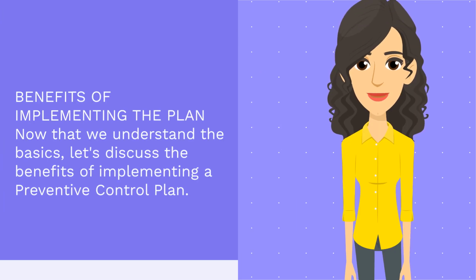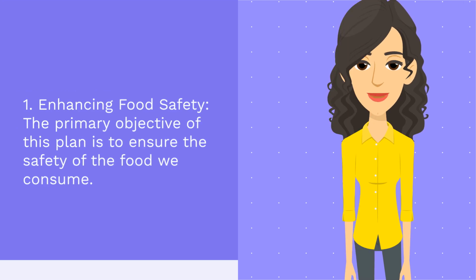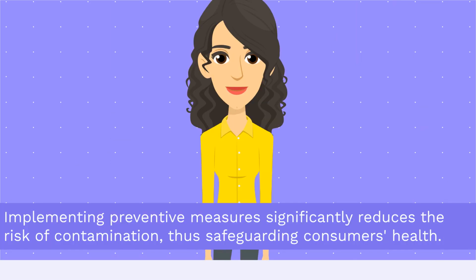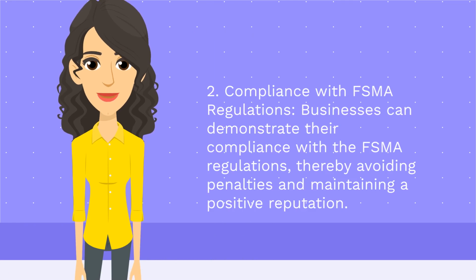Benefits of implementing the plan. Now that we understand the basics, let's discuss the benefits of implementing a preventive control plan. 1. Enhancing food safety. The primary objective of this plan is to ensure the safety of the food we consume. Implementing preventive measures significantly reduces the risk of contamination, thus safeguarding consumers' health. 2. Compliance with FSMA regulations. Businesses can demonstrate their compliance with the FSMA regulations, thereby avoiding penalties and maintaining a positive reputation.